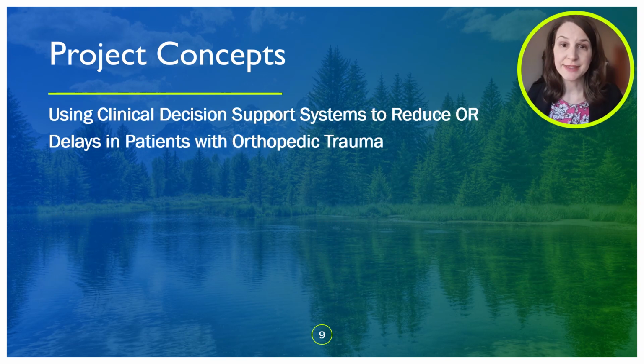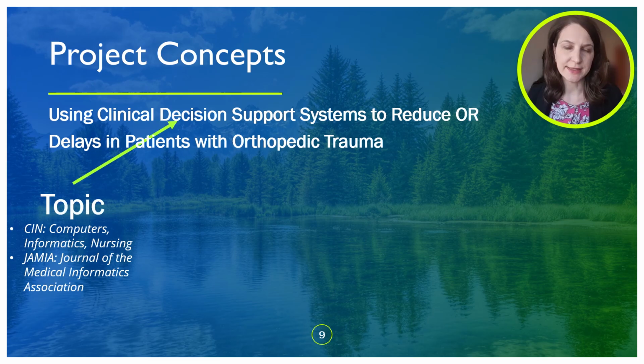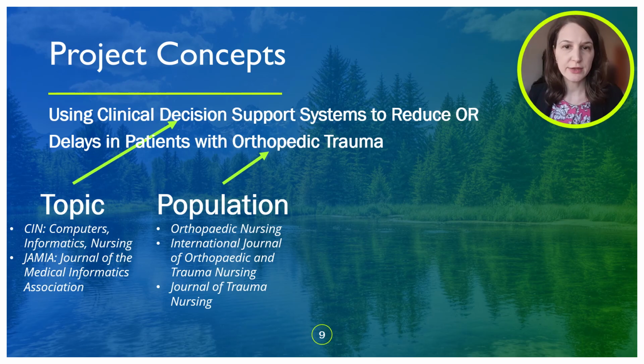Let's look at our second example. First, the topic Clinical Decision Support Systems is related to informatics, so we may consider journals like CIN, Computers Informatics Nursing, or the Journal of the Medical Informatics Association. The population is orthopedic trauma, so we may consider journals like Orthopedic Nursing or Journal of Trauma Nursing.